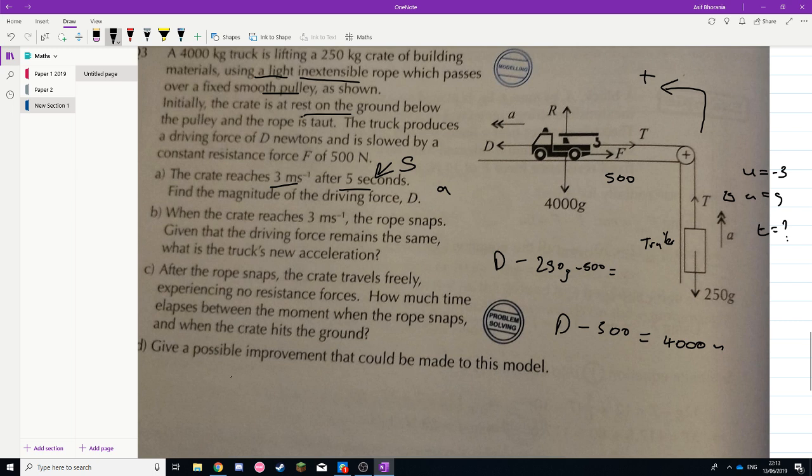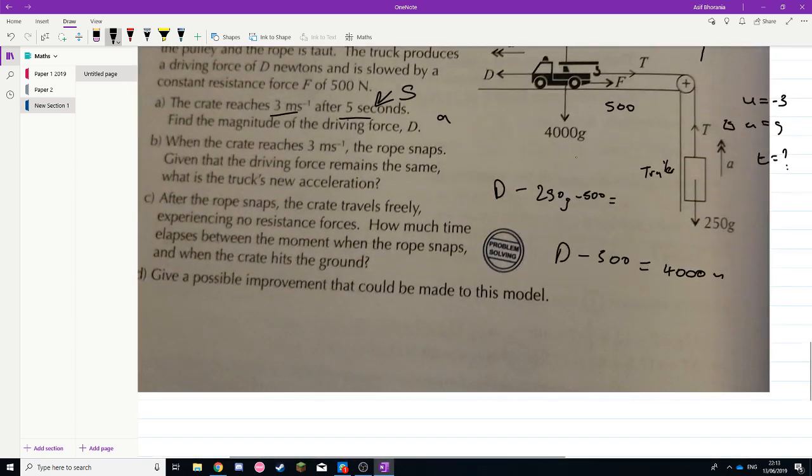Okay, cool. Possible improvement that could be made to this model: don't assume the rope to be inextensible, because it will probably stretch in certain places, making the acceleration different for the objects. That should be enough. Cool.